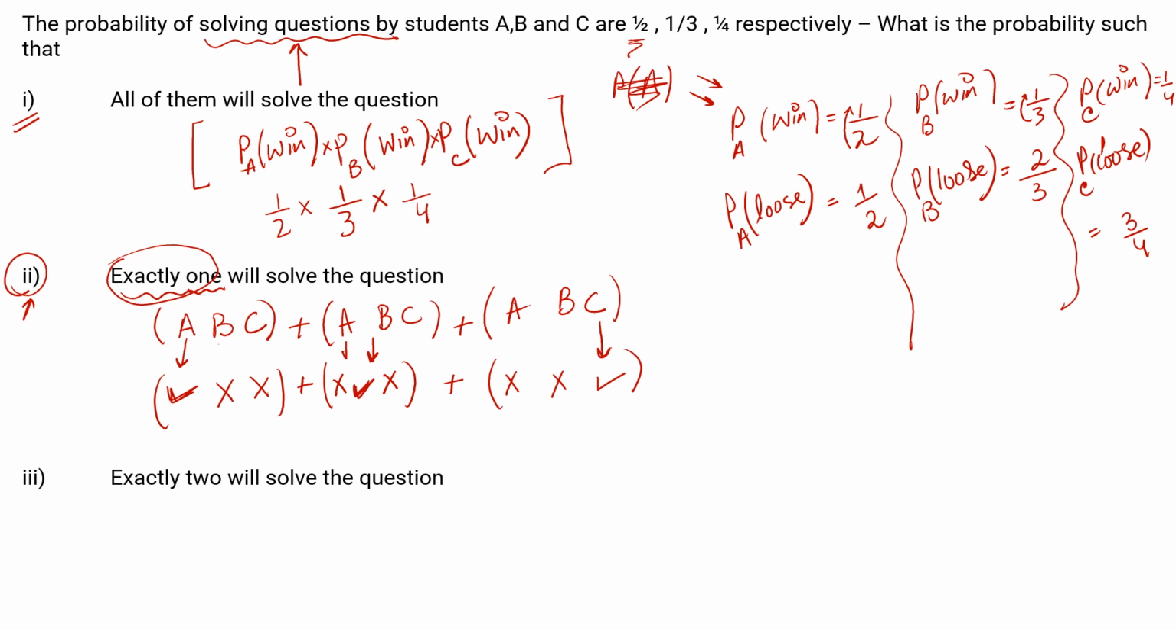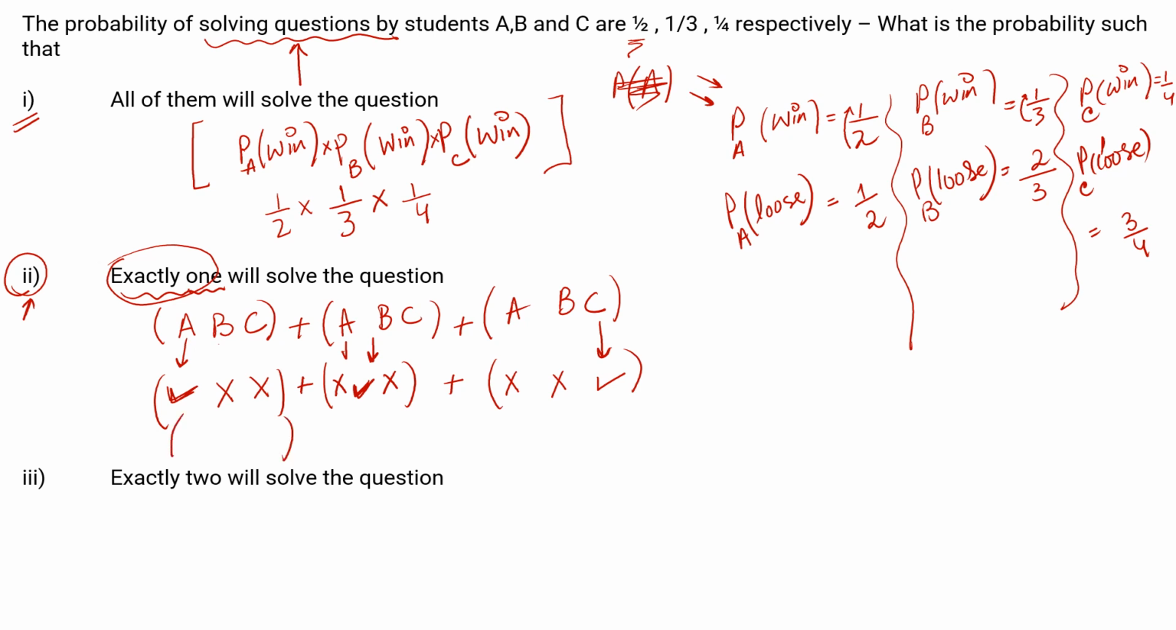They didn't specify that A will solve the question, B will solve, or C will solve. They give us the situation that one of the students will solve the question. So maybe A will solve, maybe B will solve, maybe C will solve. If A solves, B and C will not solve. If B solves, A and C will not solve. And if C solves, then A and B will not solve. So now for all of them, use the condition.